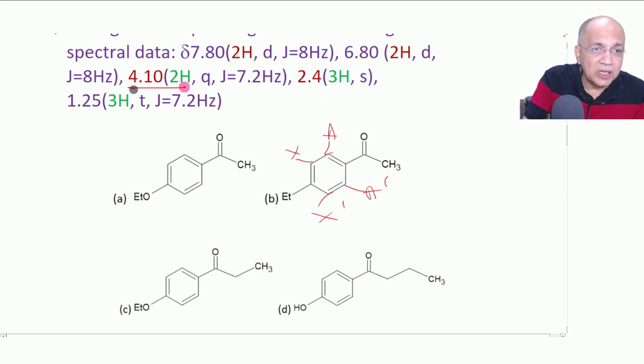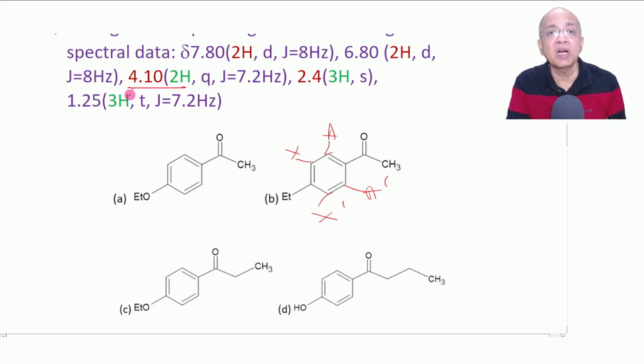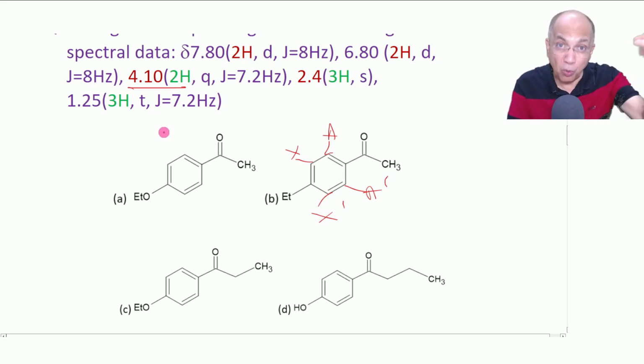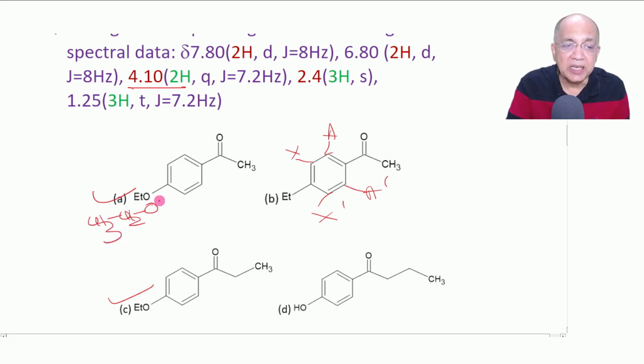But the first thing, the starting point, is the 4.1 peak, the methylene peak, which is so high. 4.1 can never ever be a methylene bonded to carbon. It has to be a methylene bonded to oxygen. That also we discussed in our last video. So out of the 4, you have only these 2 which have O bonded to a methylene: ethoxy, para-ethoxy acetophenone. But here it is not acetophenone, it is a para-ethoxy propan-1-one.